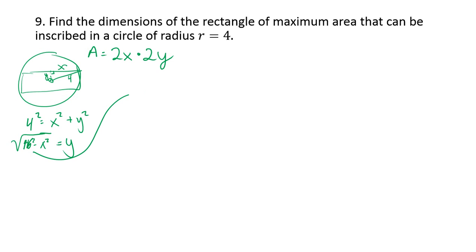Now we take this and plug it in for the y, getting us our area is equal to 4x, which is 2 times 2, times the square root of 16 minus x squared.